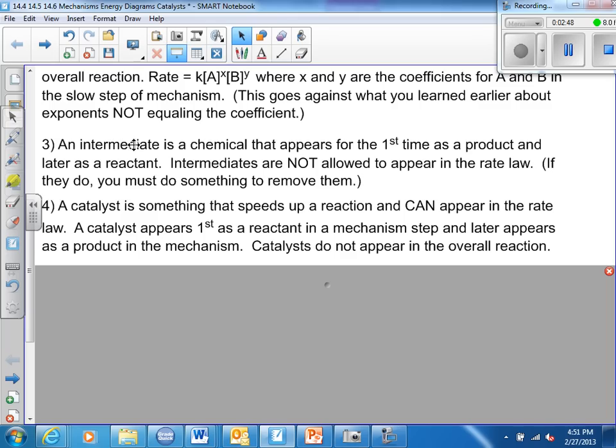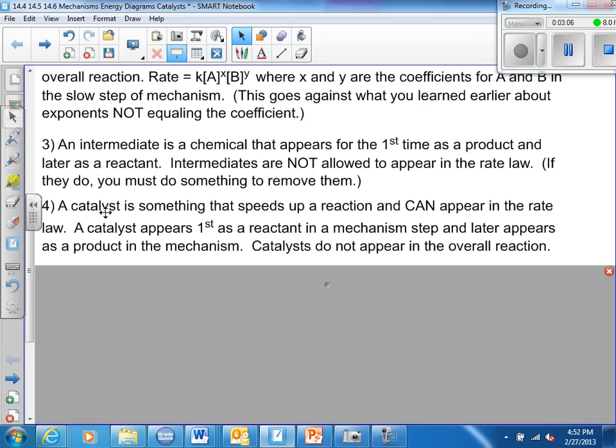Okay, some definitions. Intermediates. These are things that appear as a product in the mechanism and are later, in a later step, used as a reactant. They're not allowed to appear in the rate law, so if they do, we have to do something to get rid of them. Now, catalysts, we've learned, make reactions go faster.